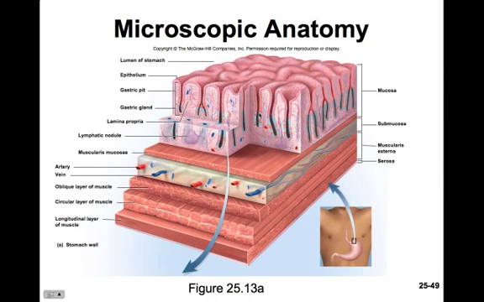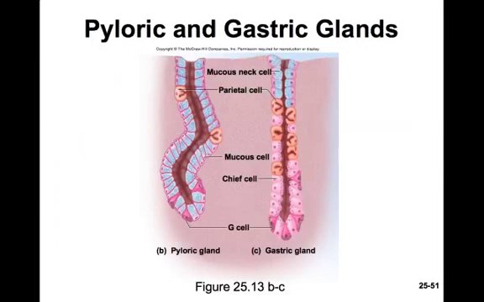This is a great figure showing the mucosa, which is a combination of the simple columnar epithelium, as well as the lamina propria. Anytime we consider a mucosa, it comes along with underlying tissue, which is the lamina propria. So here's a figure of pyloric and gastric glands. They're very similar, but have slightly different components.